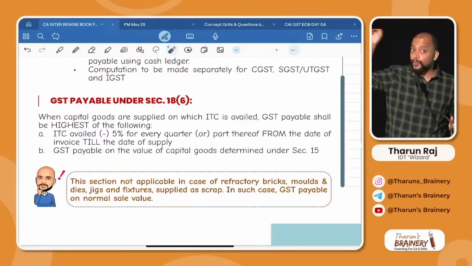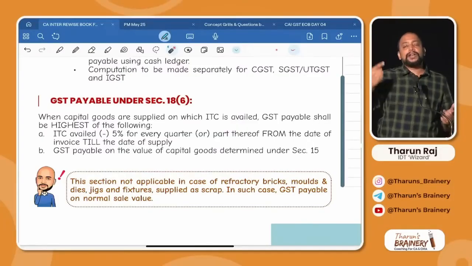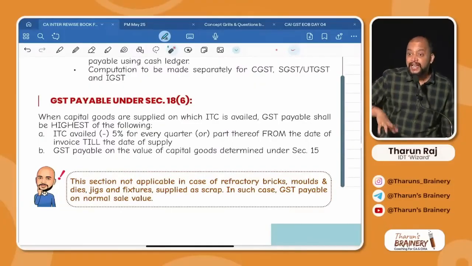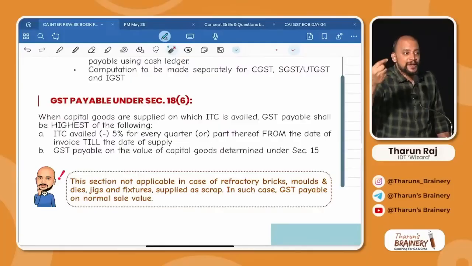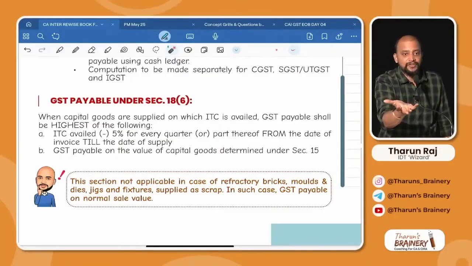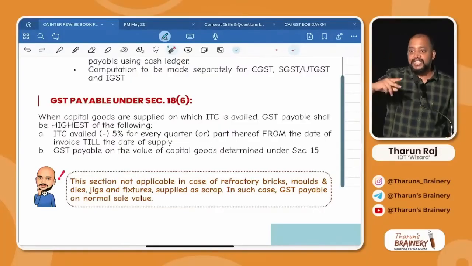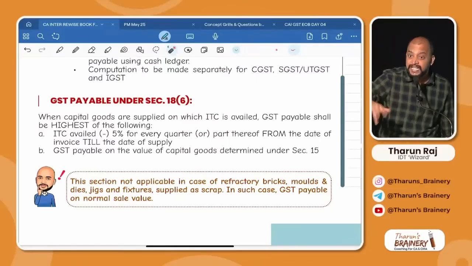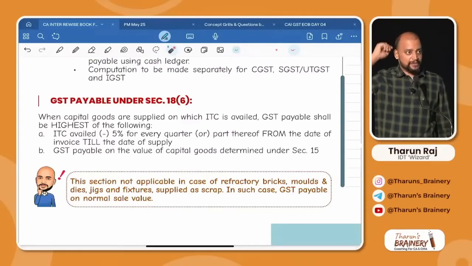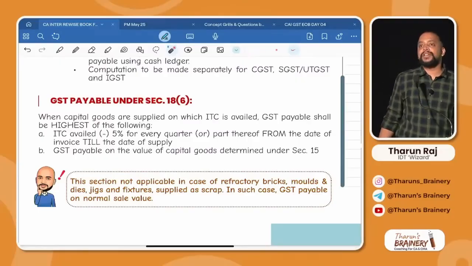Or compare it with what? Second one, that is the GST payable on that capital goods. When you are selling that capital goods, you need to pay some GST now. Some sale value will be there for that capital goods. On that GST, whichever is higher, not whichever is lower, whichever is higher will be the GST payable. Is it clear? Come on, repeat the provision.